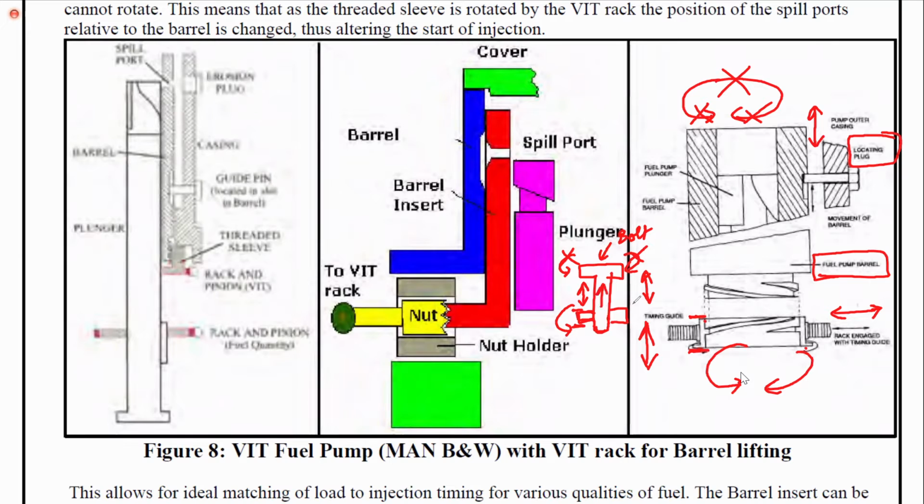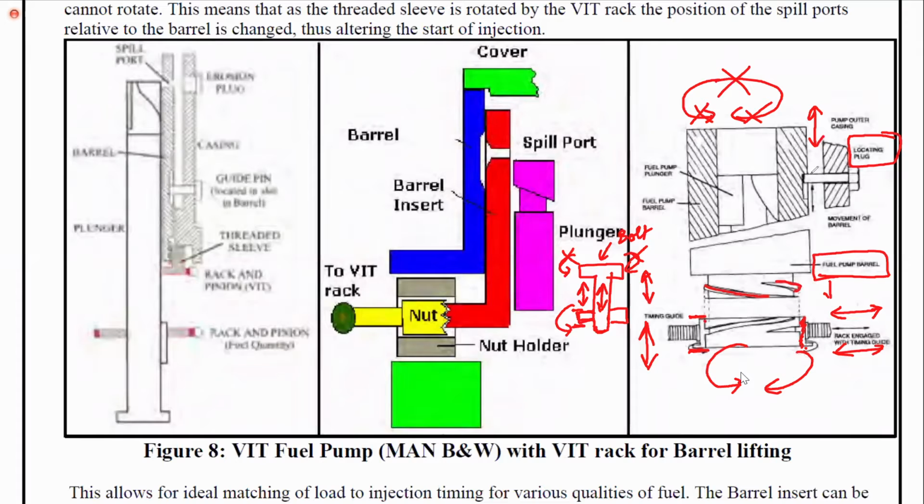So this is the exact mechanism that is taking place over here. This timing guide behaves as a nut, while the threads on the barrel are acting as a bolt. So when you turn the nut with the help of a VIT rack, the barrel tends to move up or down. And this much play is given.